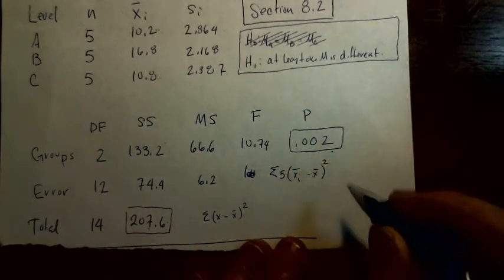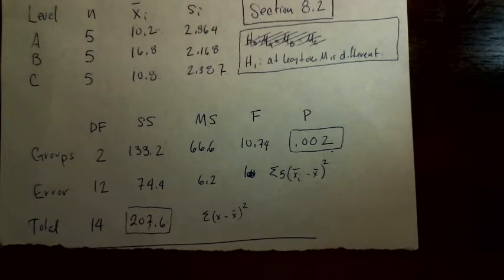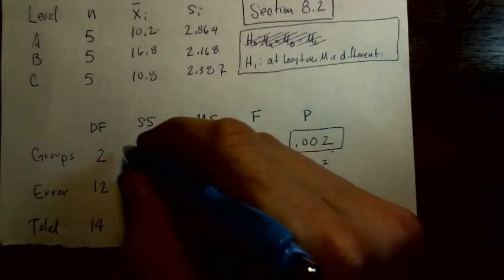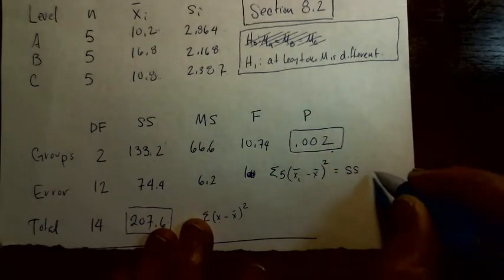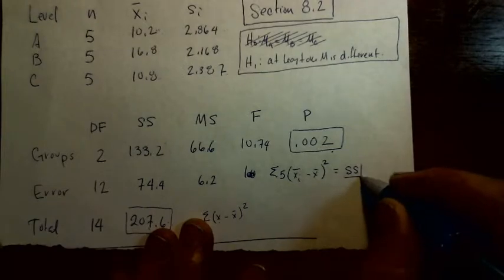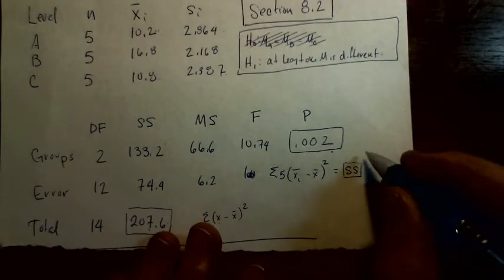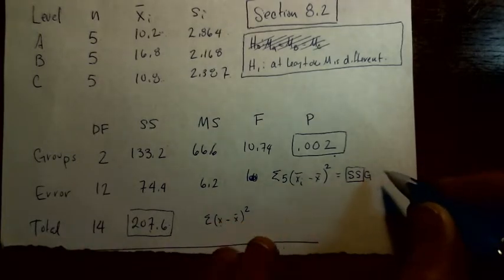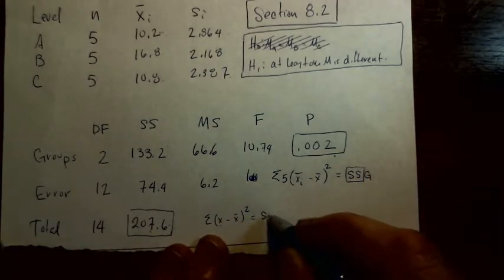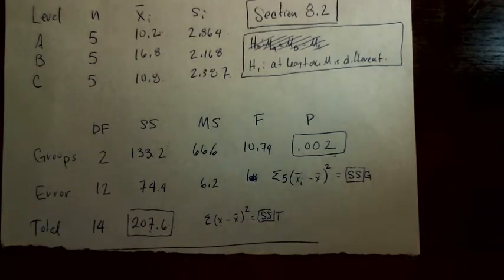And don't forget, you square them first. Square them first, multiply them by 5, and then add them all up. That's this. That's SS, the sum of squares for groups. Sorry, it's SSG I should say, and this is equal to SST, the sum of squares for the total. You can see why it's called sum of squares.